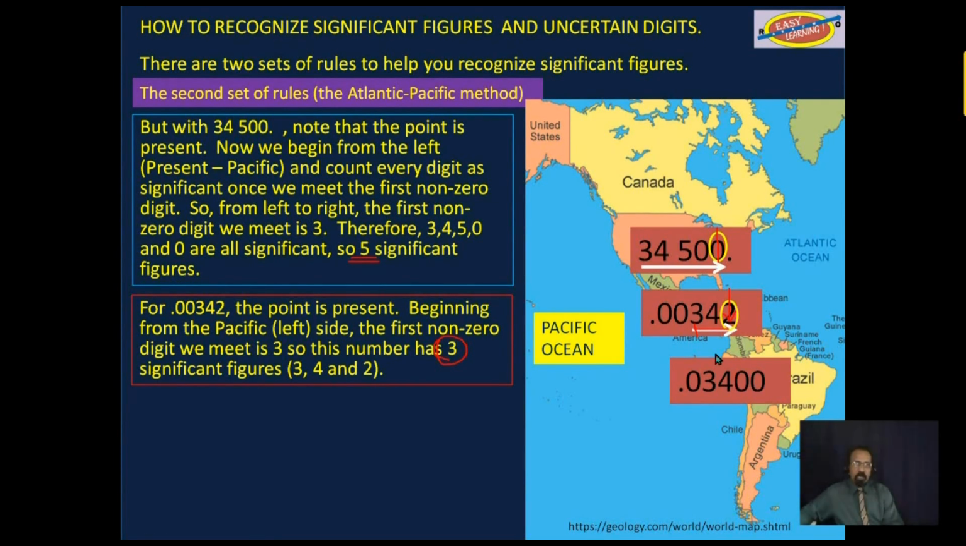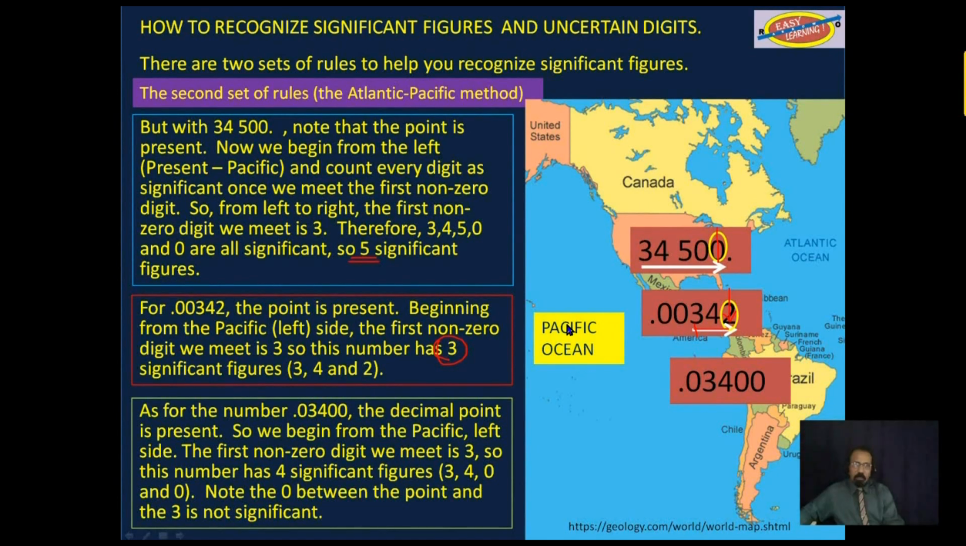The next number we want to look at is the same number, the 6th number we looked at in the previous set of rules, 0.03400. The point is present, it is expressed. Again, we will begin from the Pacific side. Going to the right, we will start counting from the first non-zero digit, which in this case is 3. So we will count the 3, the 4, and the 2 zeros on the right. So we have 4 significant figures, 3, 4, 0, 0.